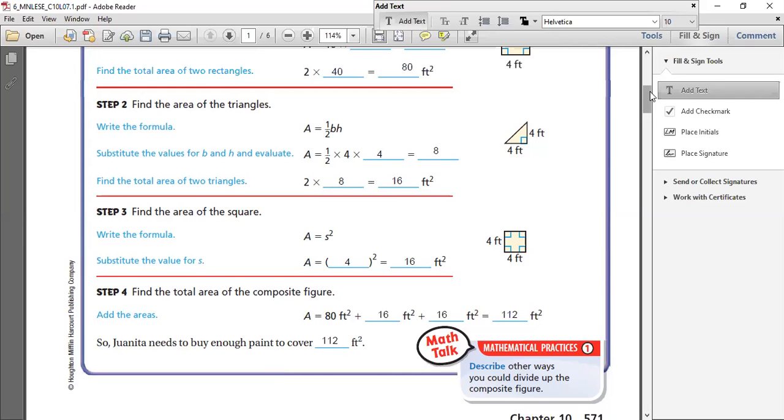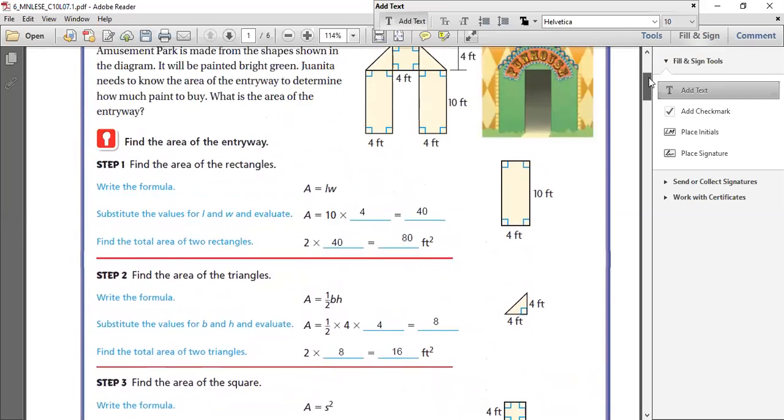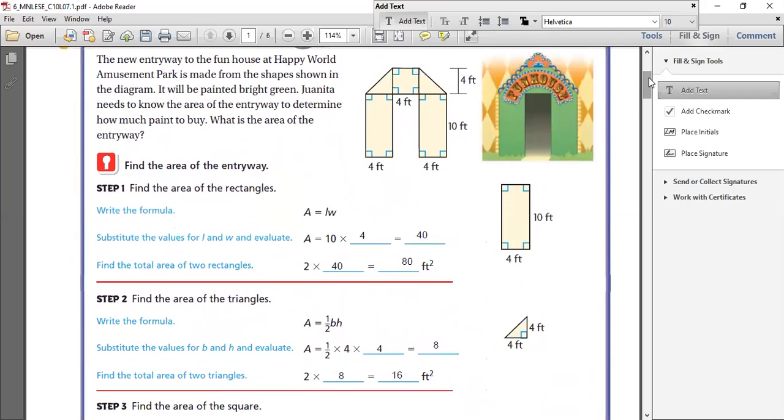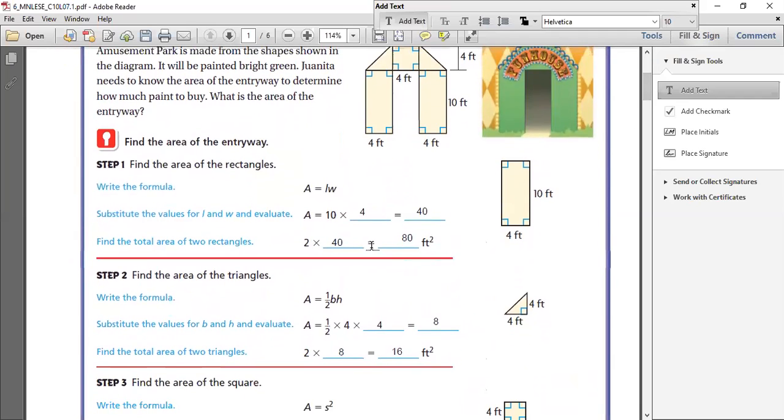So I hope this example is very clear for you. I will not teach you anything more because I don't want you to get confused. I will continue the lesson in tomorrow's video.